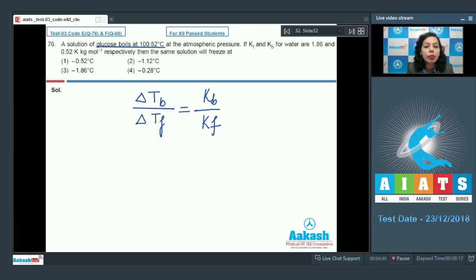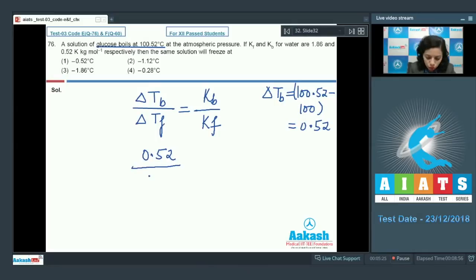If we talk about this delta Tb, this is the change in the boiling point. When it was water, it means pure solvent was there, the boiling point is 100 degrees Celsius. And as you add glucose to it, its boiling point becomes 100.52 degrees Celsius. So, what is the change in this temperature? That delta Tb value, you can find it out. Delta Tb is equal to 100.52 minus 100 degrees Celsius, that is the boiling point of water, and it would be 0.52. This is the delta Tb value.